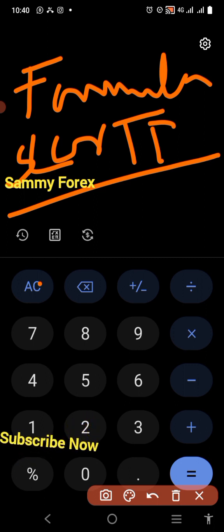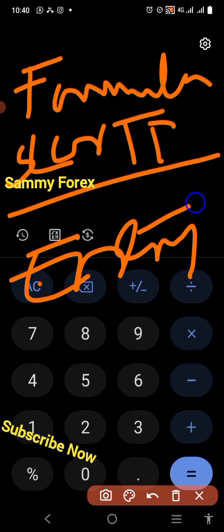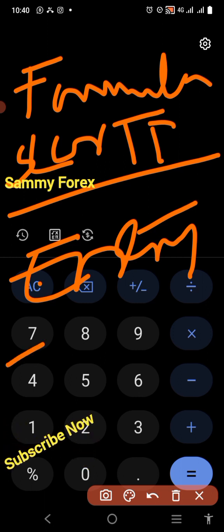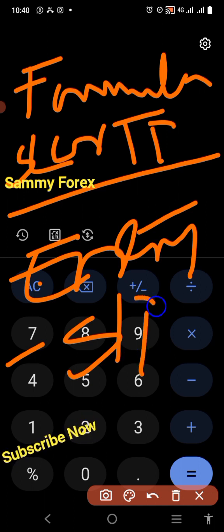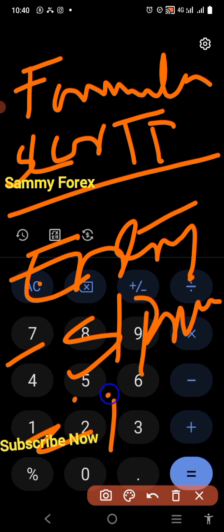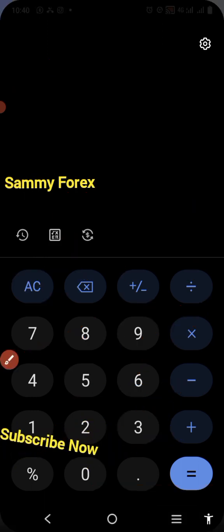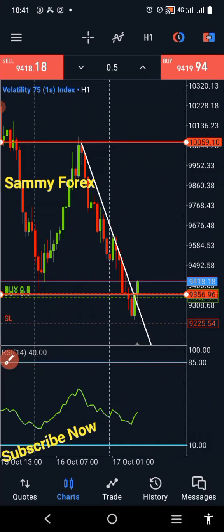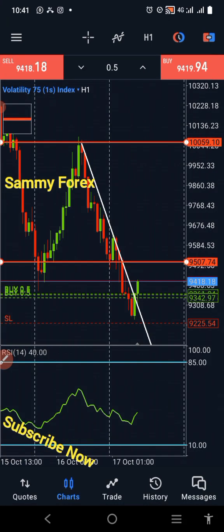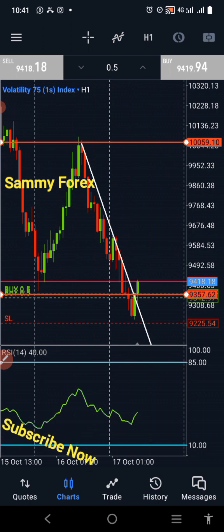The entry price minus where you've marked out to become your stop loss, your stop loss price, equals the number of pips you find for your stop loss. What do I mean? This is my entry. This happens to be my entry where this white line is, which is 9357.62.